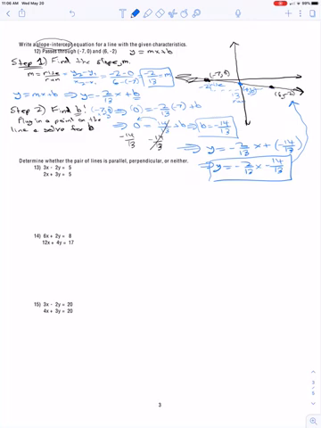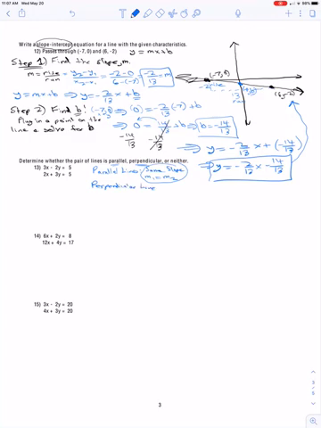Problems 13 through 15 review parallel and perpendicular properties. Determine whether the given lines are parallel, perpendicular, or neither. As we're looking at parallel, let's write in here our definition. Parallel lines have the same slope. Parallel lines, the slopes are equal. Now, perpendicular lines, let's write down their characteristic.